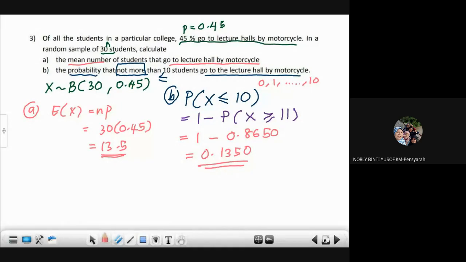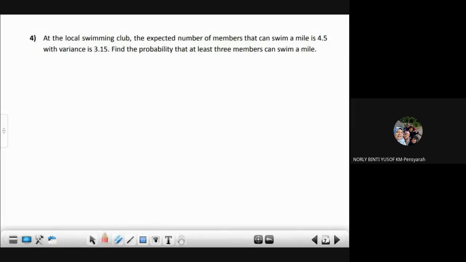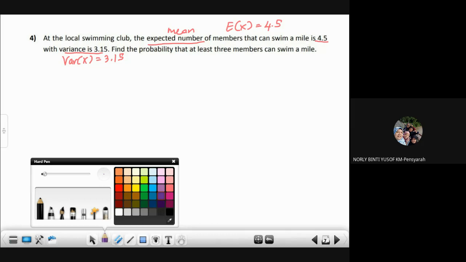Okay, so itu untuk nombor 3. Okay, and then sama soalan nombor 4. At the local swimming club, the expected number of members, expected number tu mean lah, that can swim a mile is 4.5. So 4.5 is actually your E(X). You baca, you fahamkan. And then variance 3.15. So variance X 3.15. So the question 1, find the probability that at least.